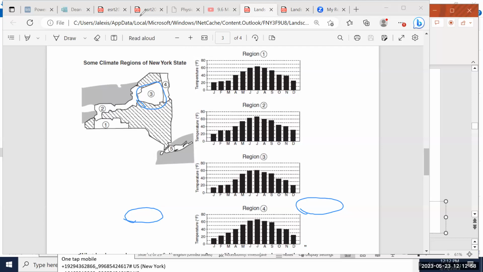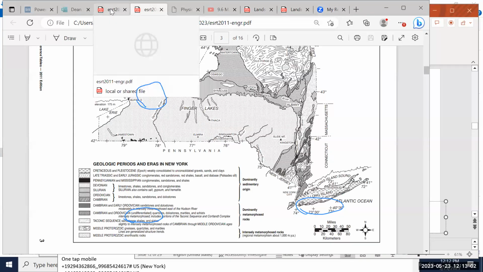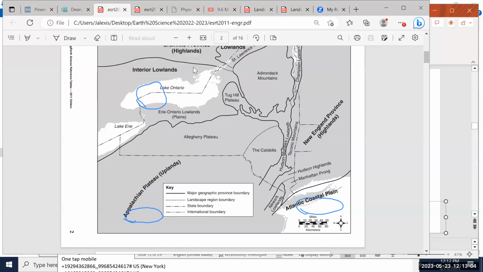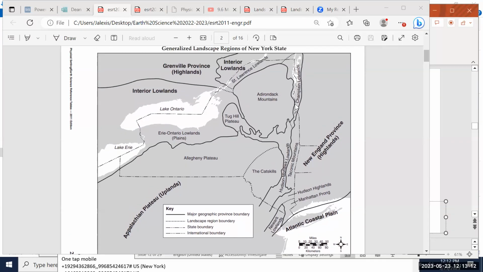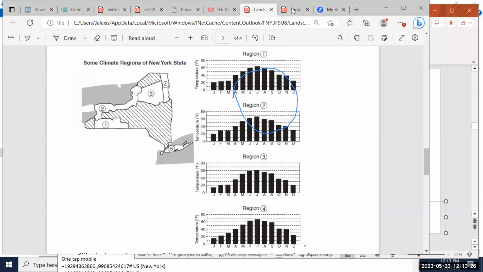So when I look at the landscape, I have to go to page 2 to find out the landscapes. When I look at the top right part of New York State, it is clear that region 3 is focusing on the mountains. And so what do we know about mountains that makes it cold?